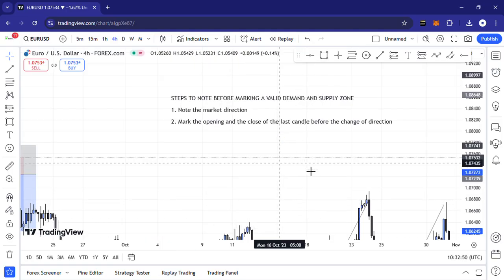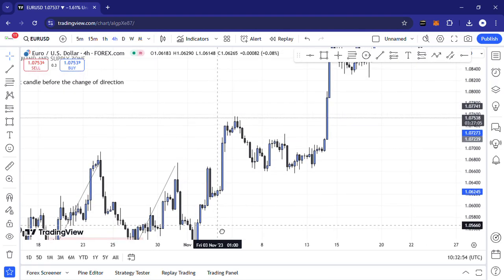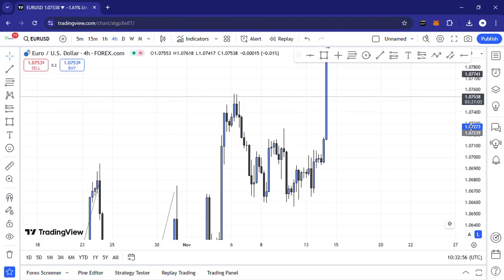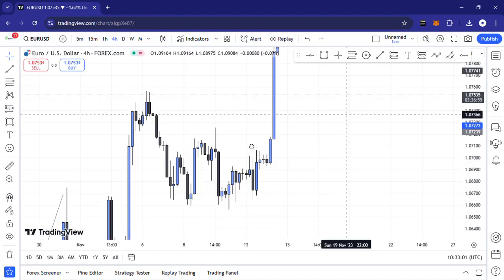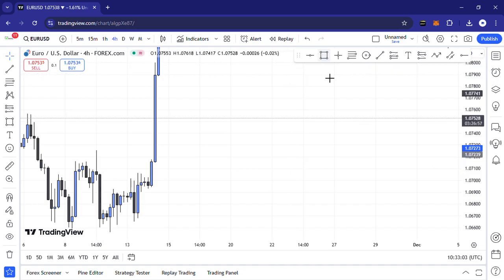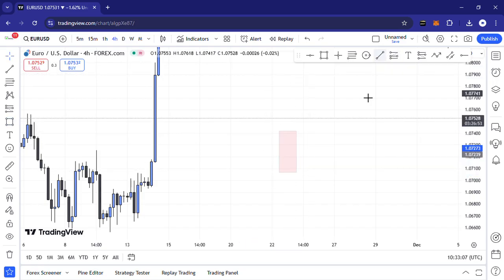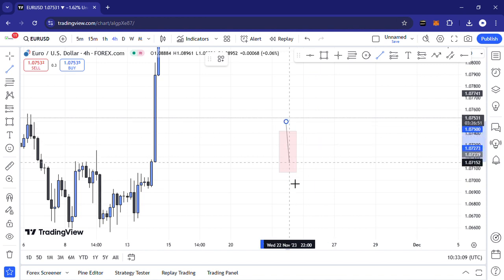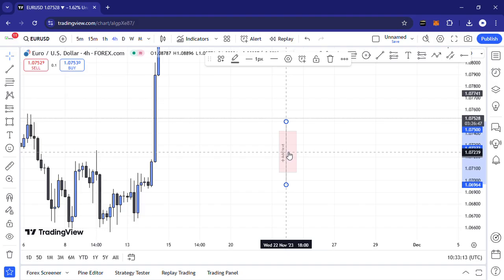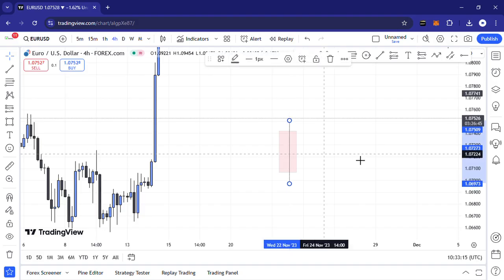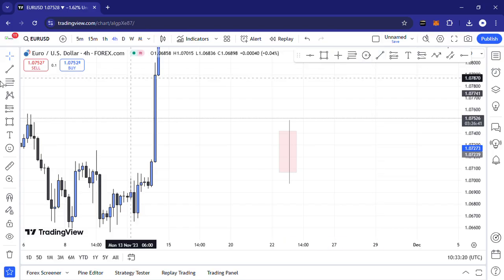Let me first use this for you guys. Look at this area here. This is a candlestick. Let me show you. This is what we call a candlestick, and then you see something like a wick like this. If you see something like this, that is a candlestick.